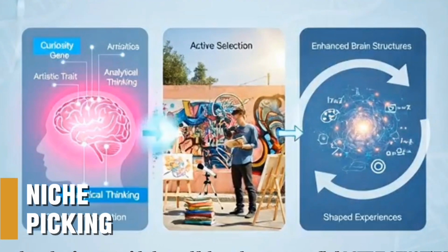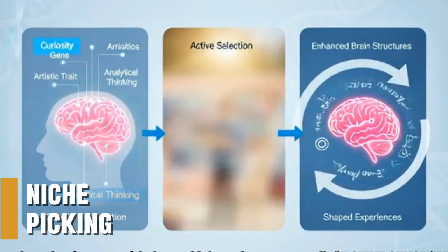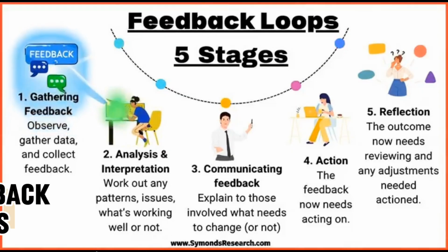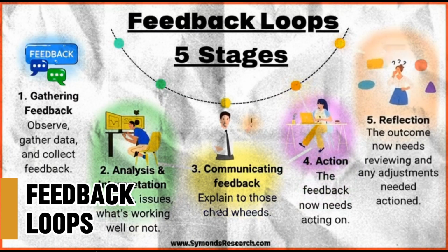Niche picking. As an individual grows, the process of this theory influences how they interact with the world through a concept called active genotype-environment correlation. Feedback loops. The final stage of the process involves how your nature changes the people around you.